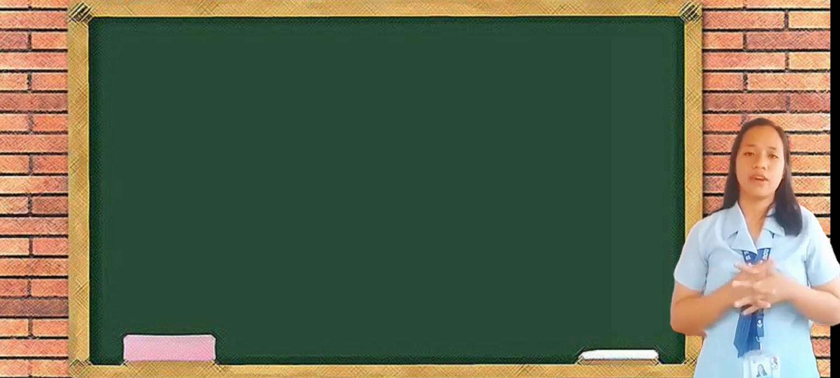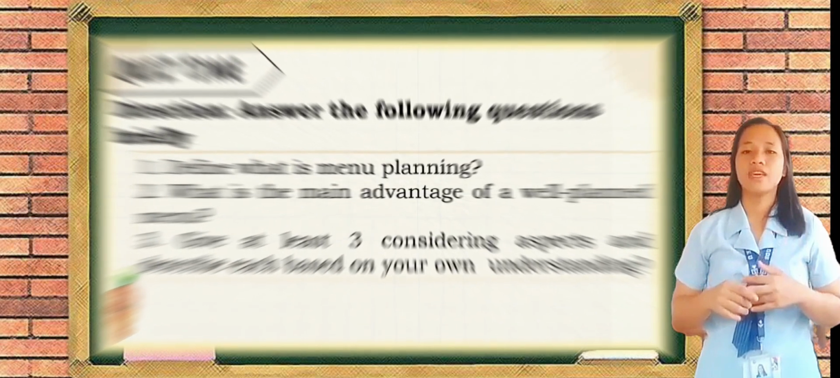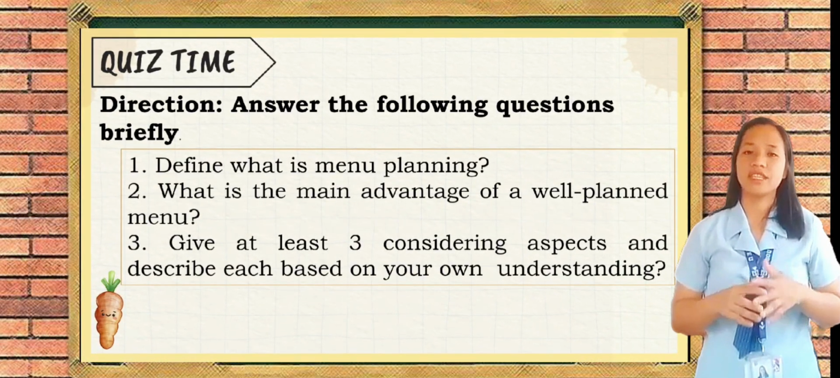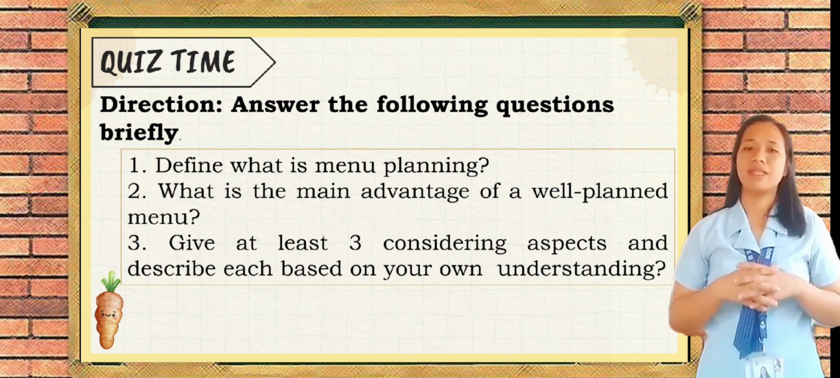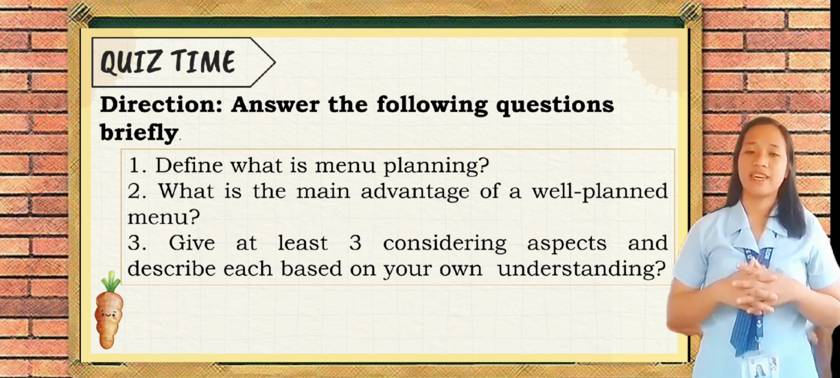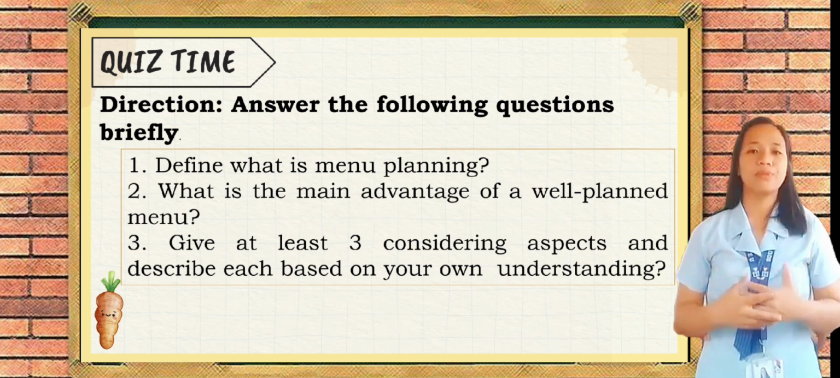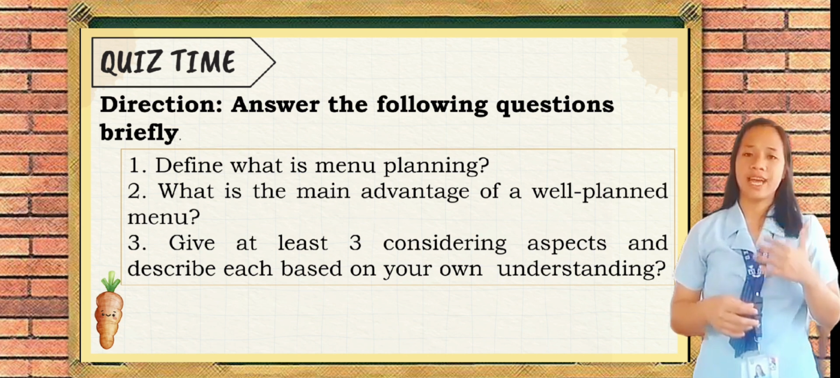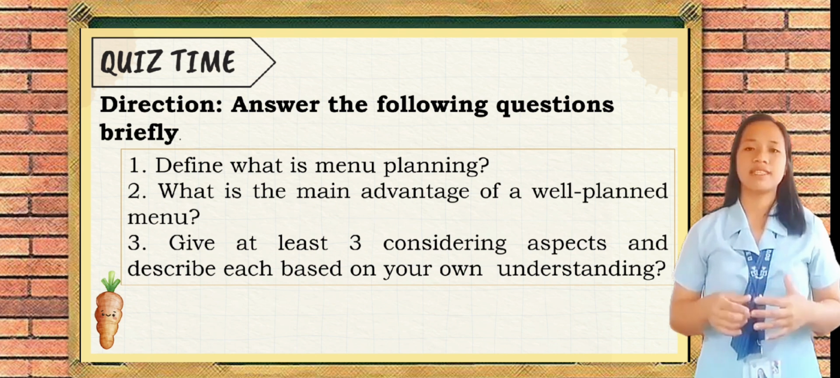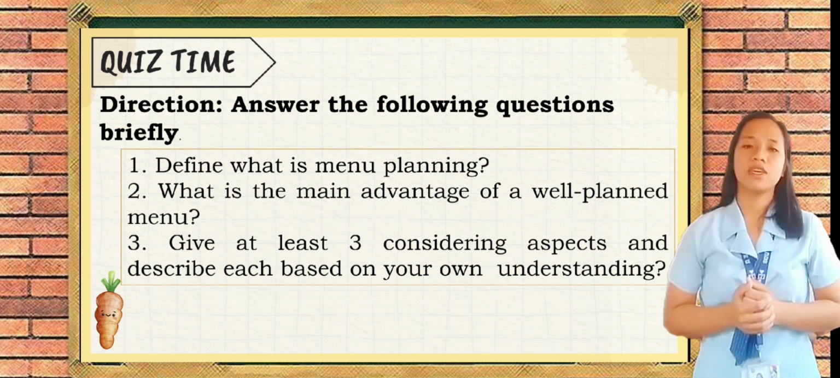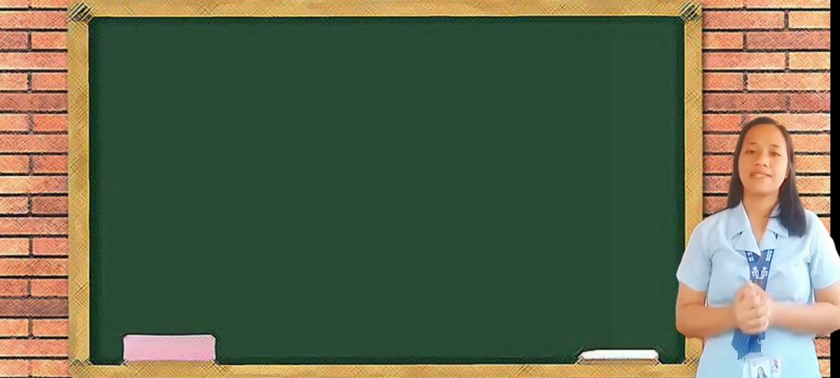Okay, thank you everyone. So prepare a one-half sheet of paper, then answer the following questions briefly. So first, define what is menu planning. Second, what is the main advantage of a well-planned menu? And then last, give at least three considering factors and describe each based on your own idea. Once you are done, pass it to the front.